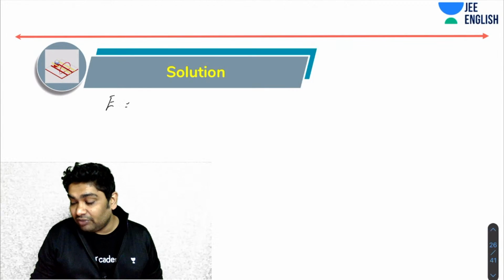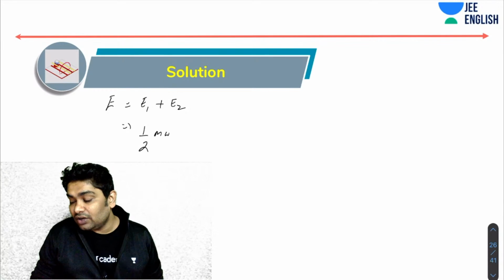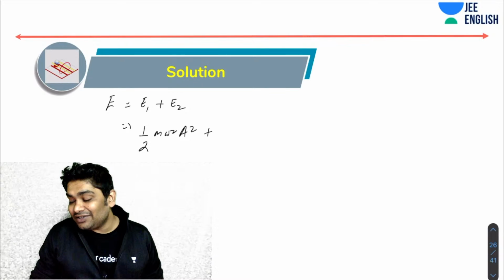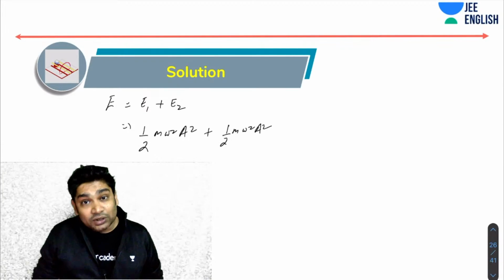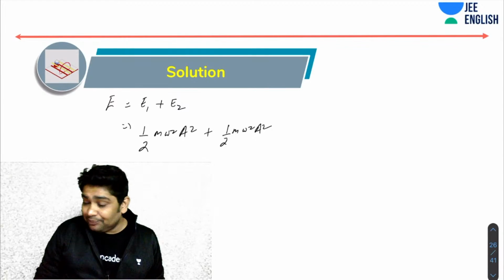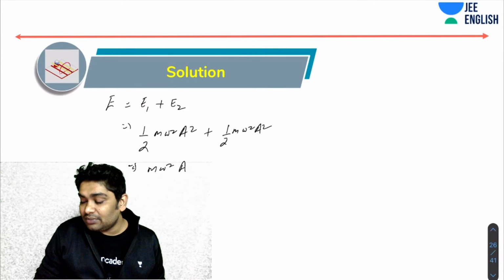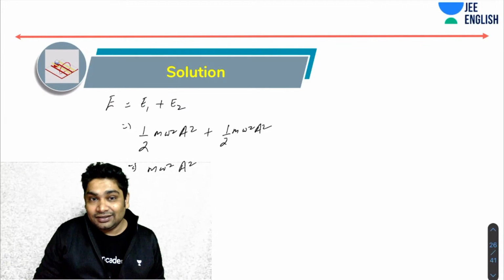E net would have been equal to E1 plus E2. So the energy of the first SHM would have been half m omega square a square, plus the energy of the second SHM would also have been half m omega square a square, because for both the amplitude is a and the angular frequency is omega. So the total energy is m omega square a square. As simple as that, है ना? इसमें क्या फ्लैट हो गए?